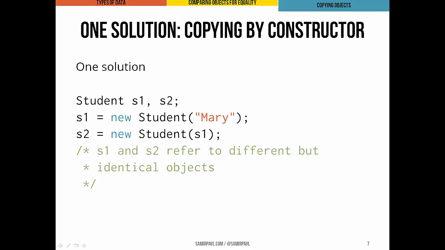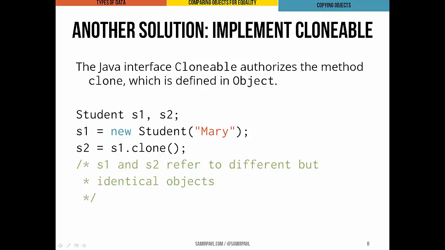Now, the way we got around this in an earlier unit was we added a constructor that could take another student object and just create a brand new object with all the same instance variable values. This would copy the parameter object's data, in this case that means S1, into the instance variables of the new student object, which is going to be pointed at by S2. Now we have identical but distinct objects. No aliasing here. And that works fine.